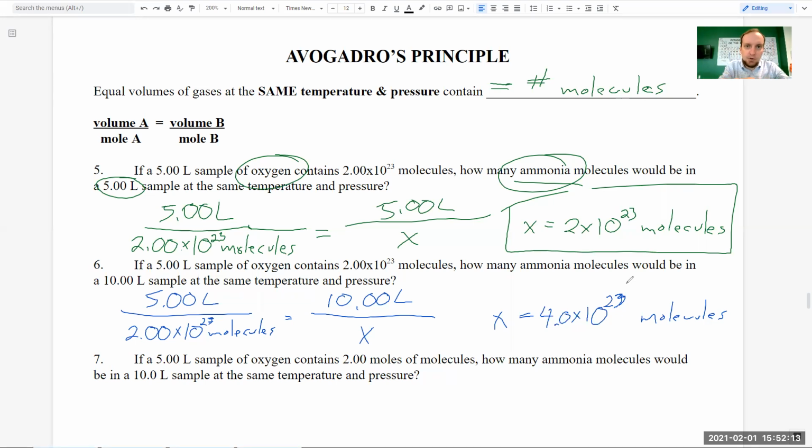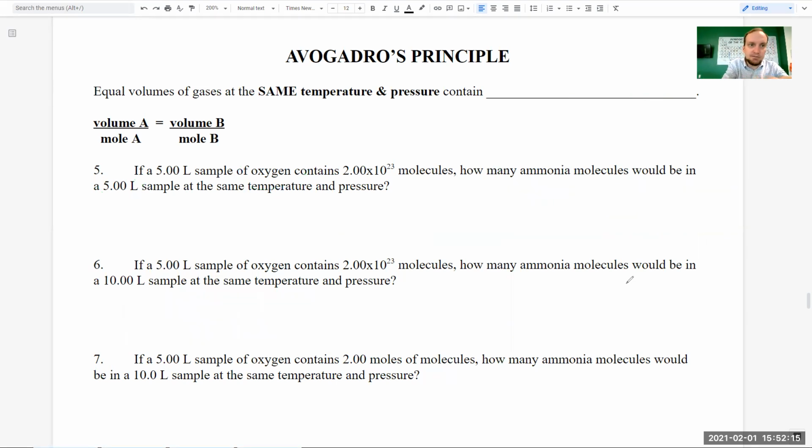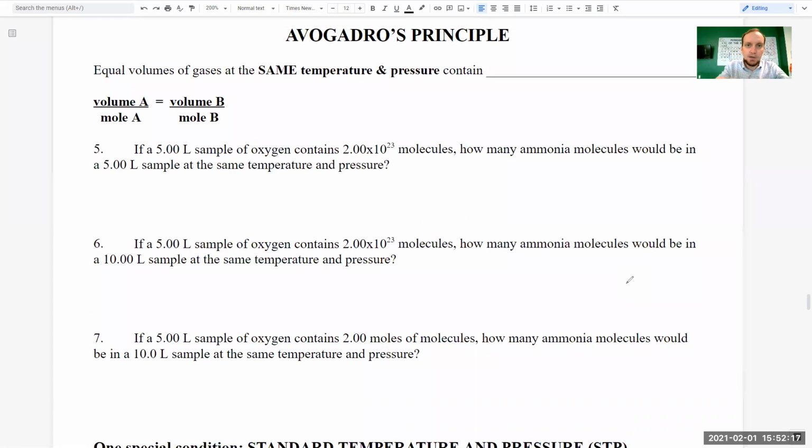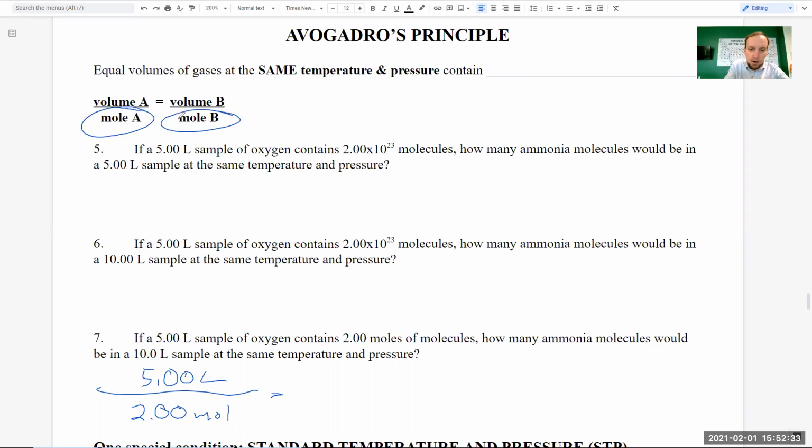All right, I'm going to go ahead and move on to number 7. Again, it's going to be very, very similar to the previous two. So I'm going to go ahead and I have my 5.00 liters. I'm going to put moles this time, not molecules, but moles. Again, it doesn't really matter because we just need a quantity on the bottom in this particular example. How many molecules? Ooh, okay. So that's molecules, not moles, would be in a 10-liter sample.